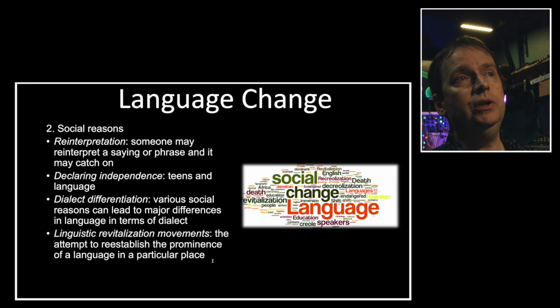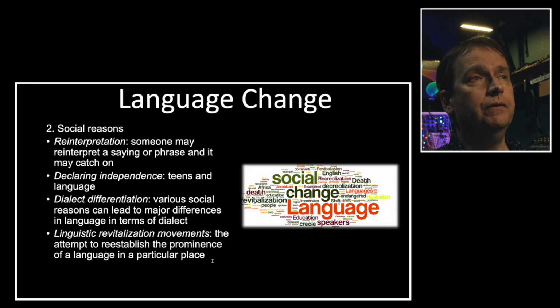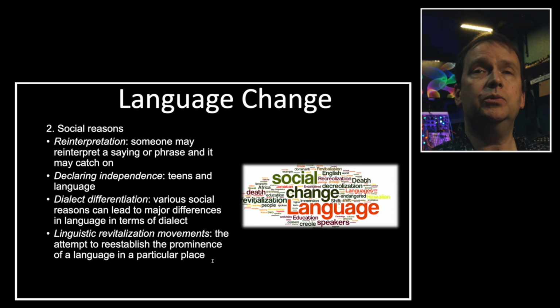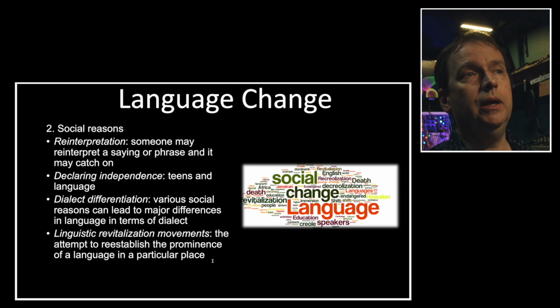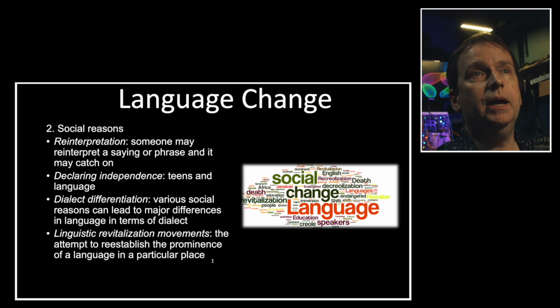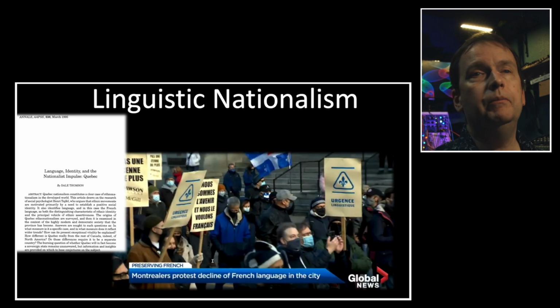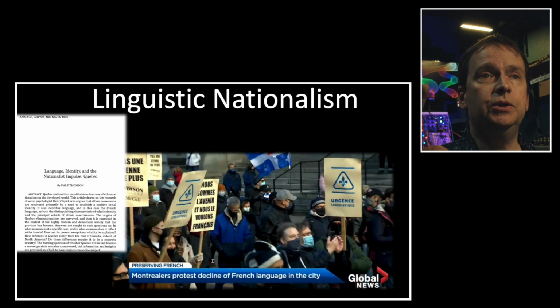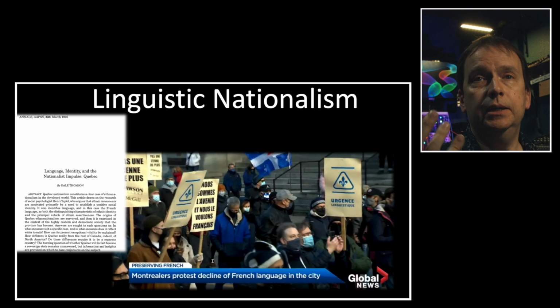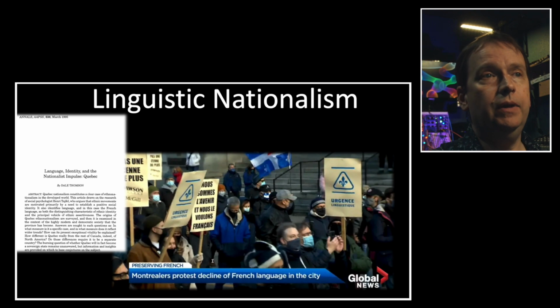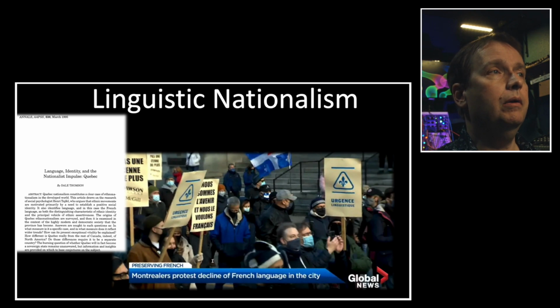Dialect differentiation, various social regions can lead to major differences in language in terms of dialect, as we talked about in the Austrian case. And then linguistic revitalization movements, the attempt to reestablish the prominence of a language in a particular place. Quebec, and the example of Quebecois, is a great instance of this, where the concern is we don't want too much English coming into our language, so we're going to try to preserve, in this case of Montreal and Quebec, the indigenous language and not allow a lot of English words coming into our vocabulary.